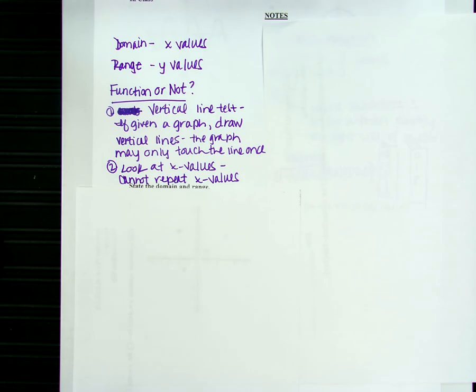The other way that we can test if our graph is a function or not is to look at our x values. If we list out all of our x values, we can't have any of those values repeat. If they're all different, then it is a function. If it repeats, then it is not a function.